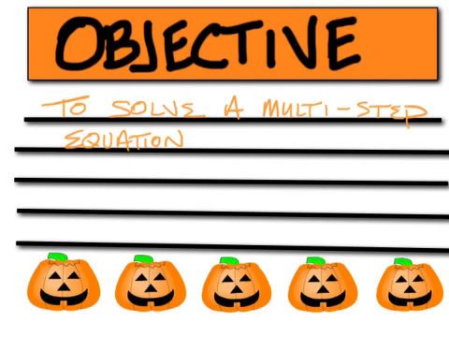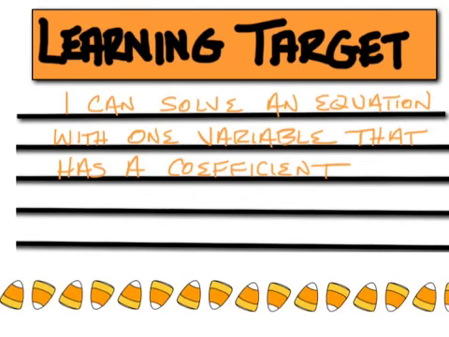The objective for today is to solve a multi-step equation. The learning target is I can solve an equation with one variable that has a coefficient. And a coefficient is this, a 3 beside the x. This would be a coefficient.